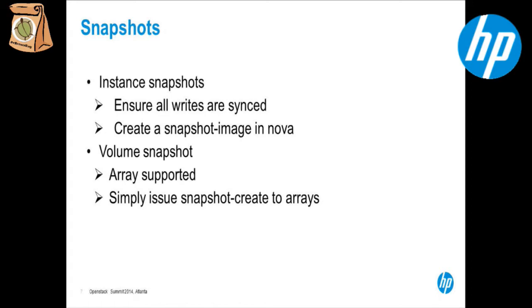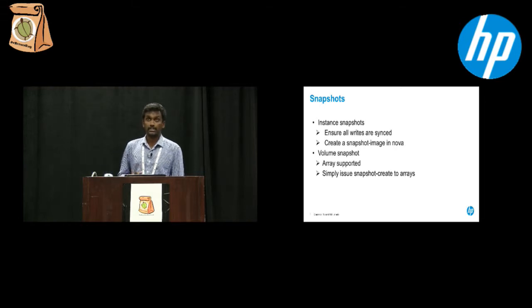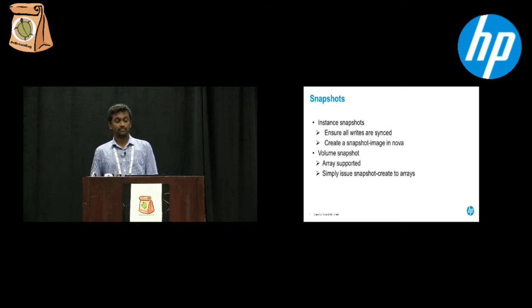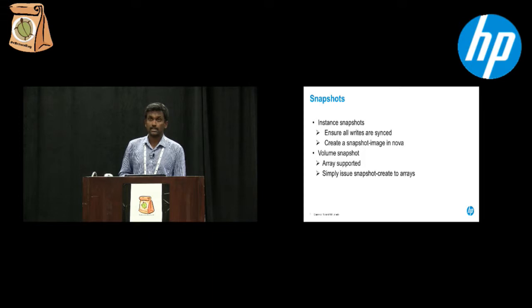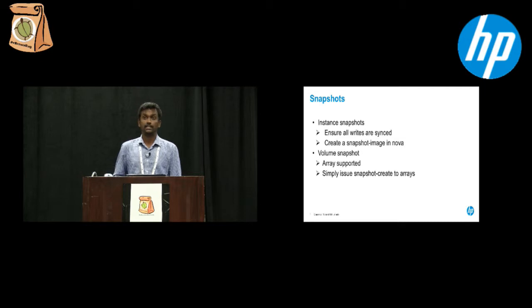When it comes to instance snapshots, each Nova instance can actually initiate the snapshot. Basically, from inside an instance, you just do an fsync and flush all the writes to the disk, and then you create a snapshot image from Nova. That image could be uploaded to Glance, which can later be rolled back to the volume. And when it comes to volume snapshot, it relies on array support. It could be as simple as issuing a snapshot create command from Cinder.